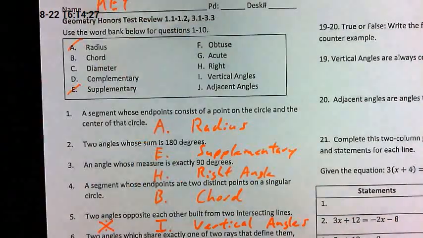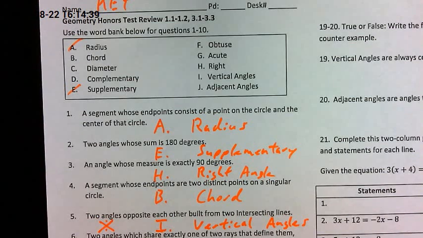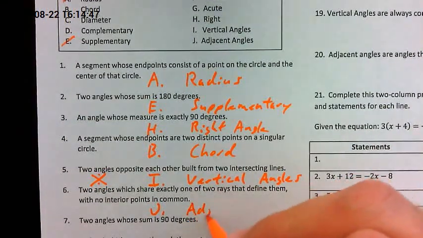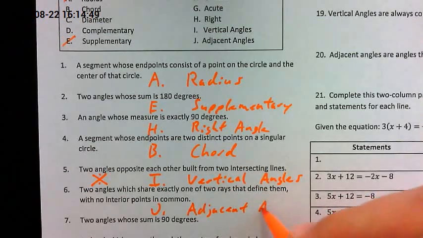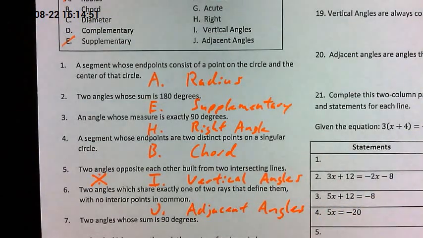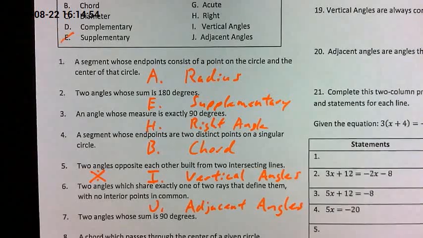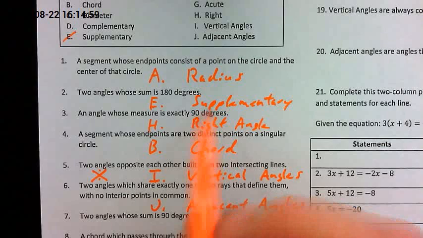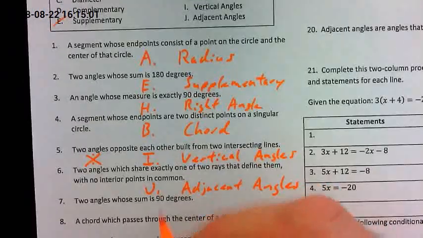On number 6, two angles which share exactly one of two rays that define them with no interior points in common. That's another way of saying that they don't overlap, right? So this would be adjacent. So J, thank you. Okay, adjacent. Then for number 7, two angles whose sum is 90. So again, 180 was supplementary, 90 is complementary. So that's D.